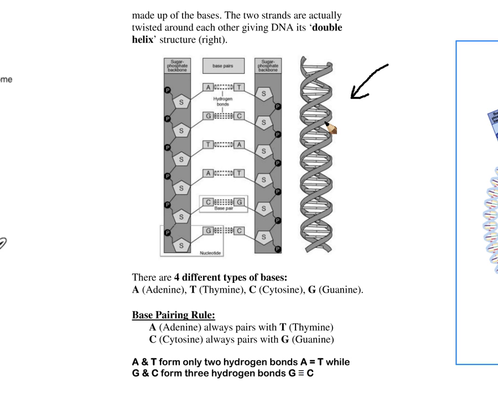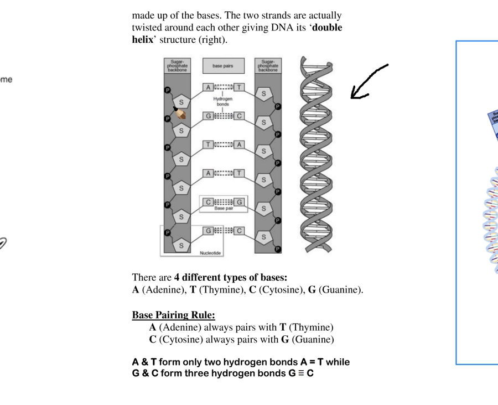So you can imagine if we flattened this out or uncoiled it, it would look like this. Within the sides of the staircase, the grey stripes, you've got the phosphates and the sugar, so we call that the sugar-phosphate backbone, and in the middle we have the bases. Those make up the steps of the ladder. So the bases form base pairs.